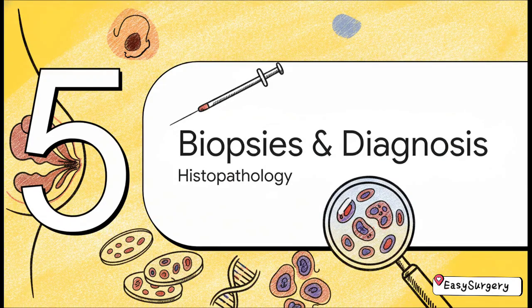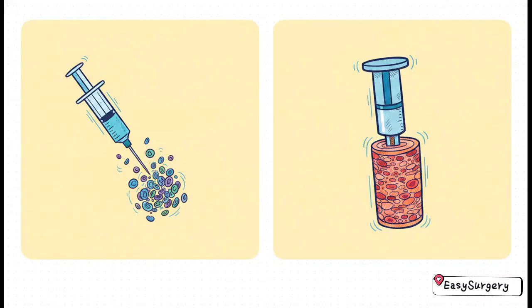Section 5. Biopsies and Tissue Diagnosis. Up to this point, imaging has only shown us shadows. Now we need the actual, definitive cellular evidence. And there are two main ways to extract that evidence.